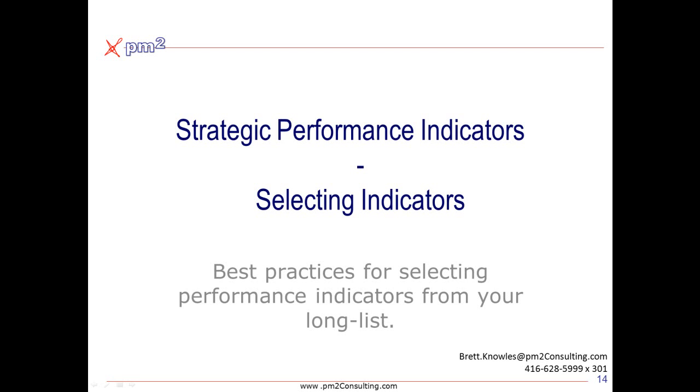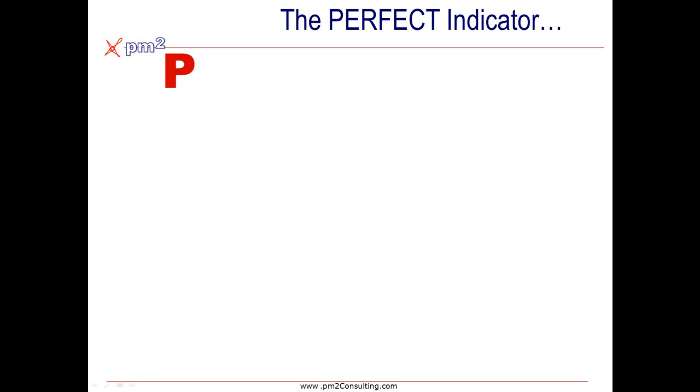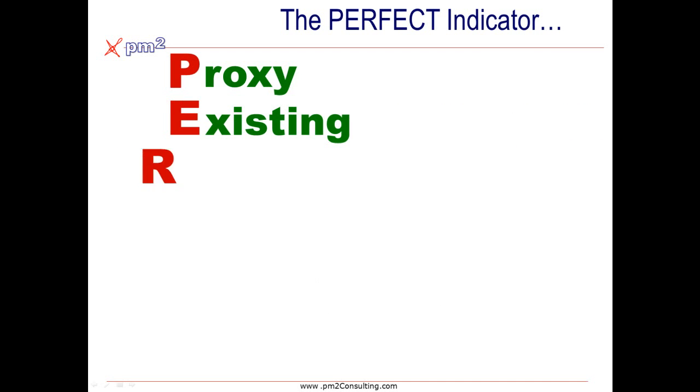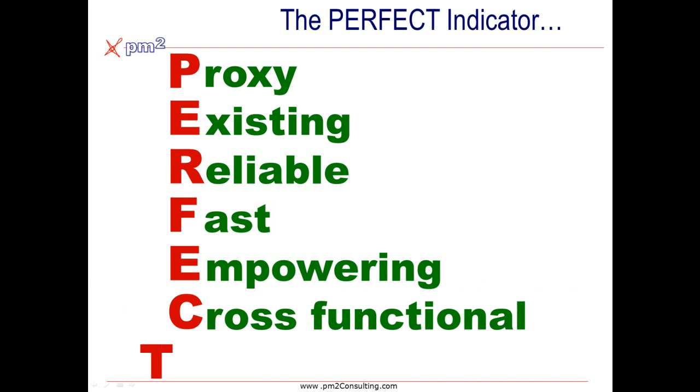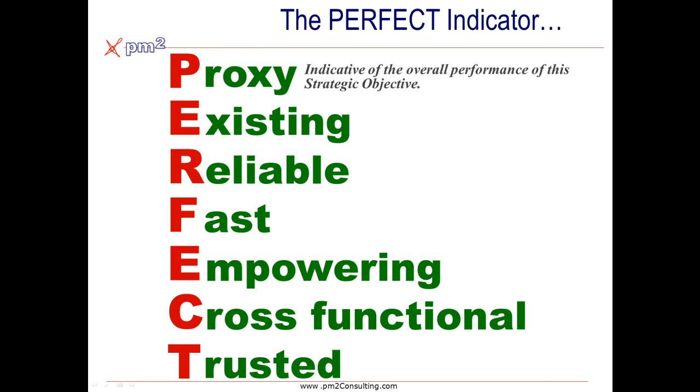We've modified the framework to be PERFECT. We're looking for the perfect performance indicator. Let's take a look at each of the elements. A proxy. We would like to test the potential indicators to see whether they're a proxy for the overall performance. Are they indicative of what's happening?